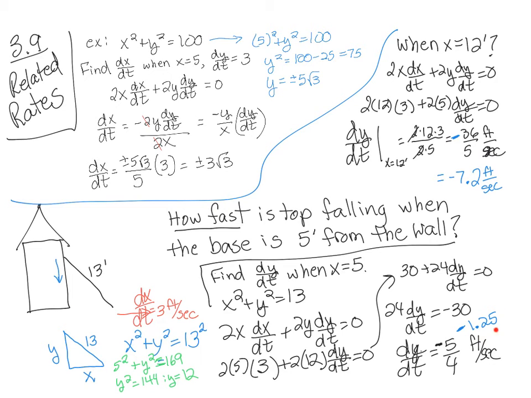When it was only 5 feet from the wall, it was falling this fast. But when it was 12 feet from the wall, see how much faster it's moving? So the top is actually accelerating its fall. That's crazy and very interesting, I think. Next example.